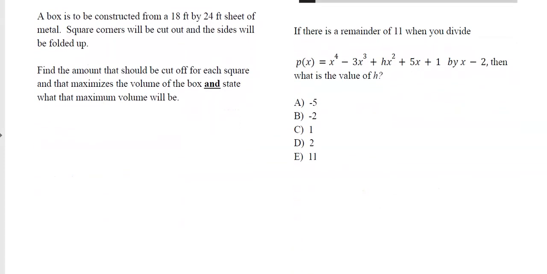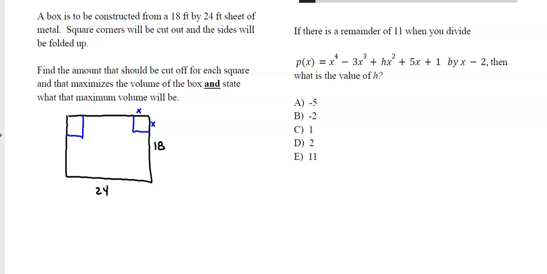Number 17, you have a box constructed out of metal, and you have an 18 by 24 piece. We are trying to cut out the corners. We don't know how many feet, but we're cutting out an x by x square out of every piece. And then we're going to fold it up, and we're going to have a three-dimensional box that's going to look something like so. And we want to find the volume of the box.